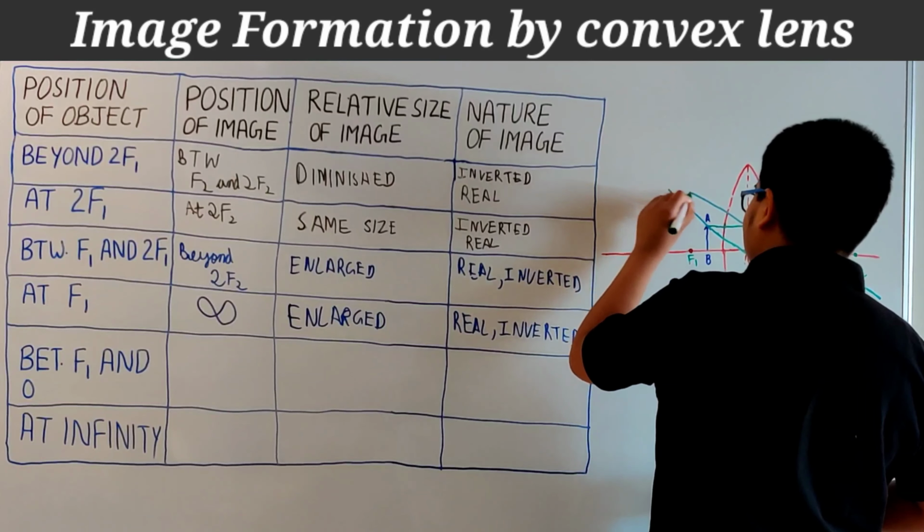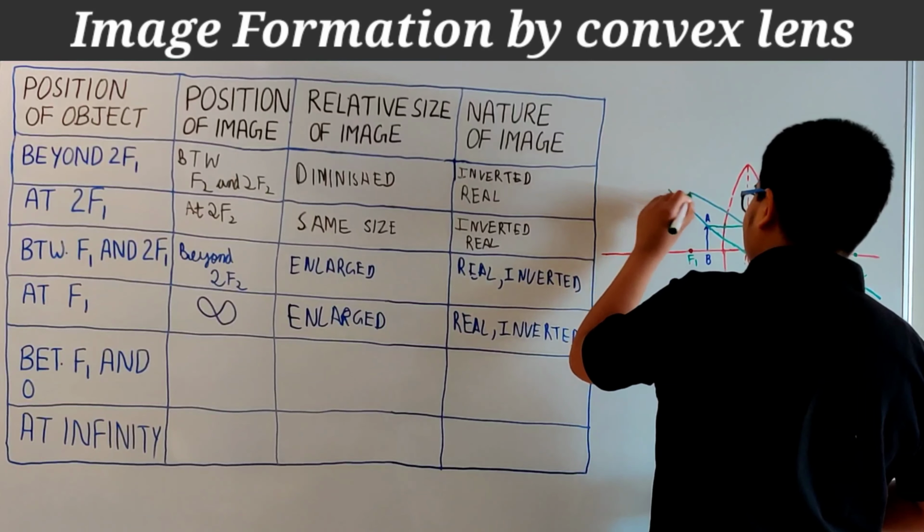and the nature of image you can see that this time these rays which we have extended backwards, these are not actual rays. We have just extended them, so we can say that both of these rays are not actually meeting, they are just appearing to meet. So as the rays are not actually meeting and they are just appearing to meet on the same side of the lens, that's why we can say that this is a virtual image.